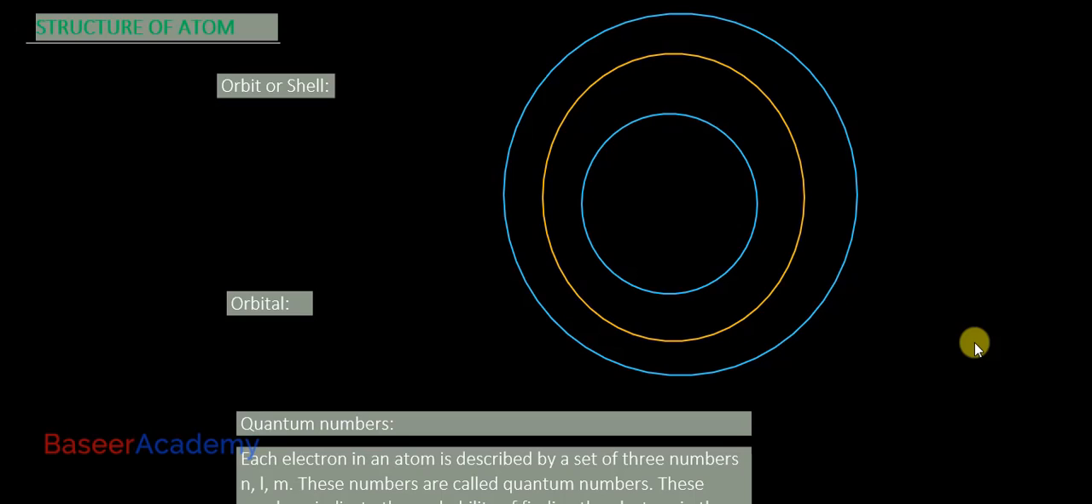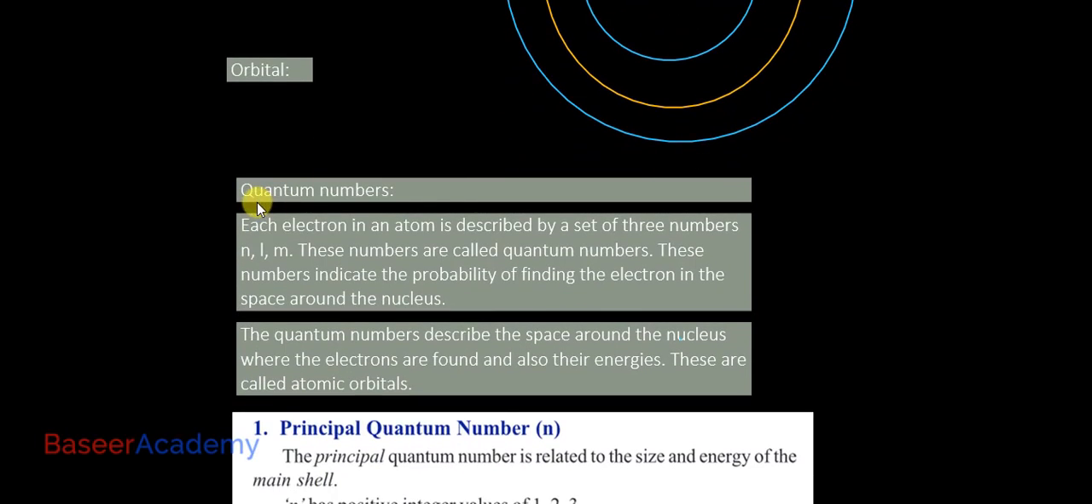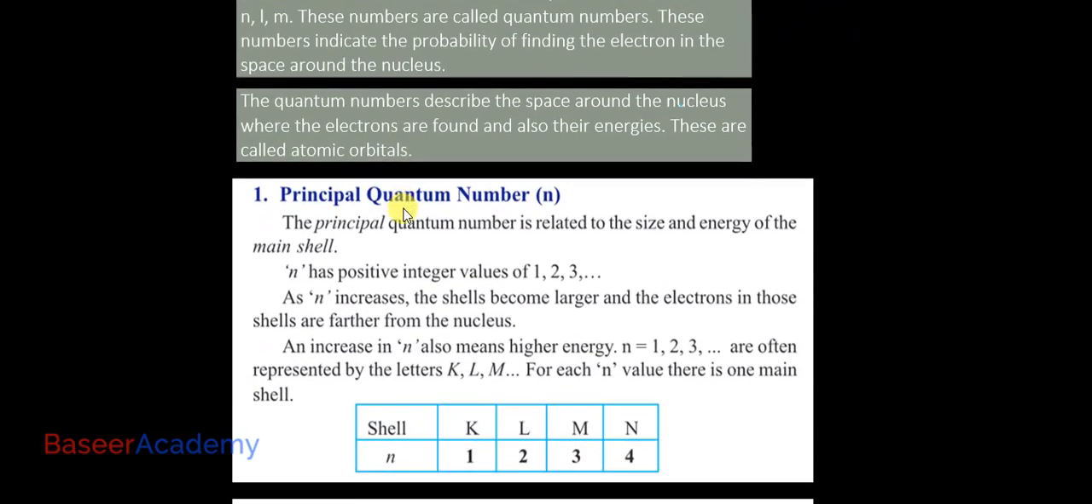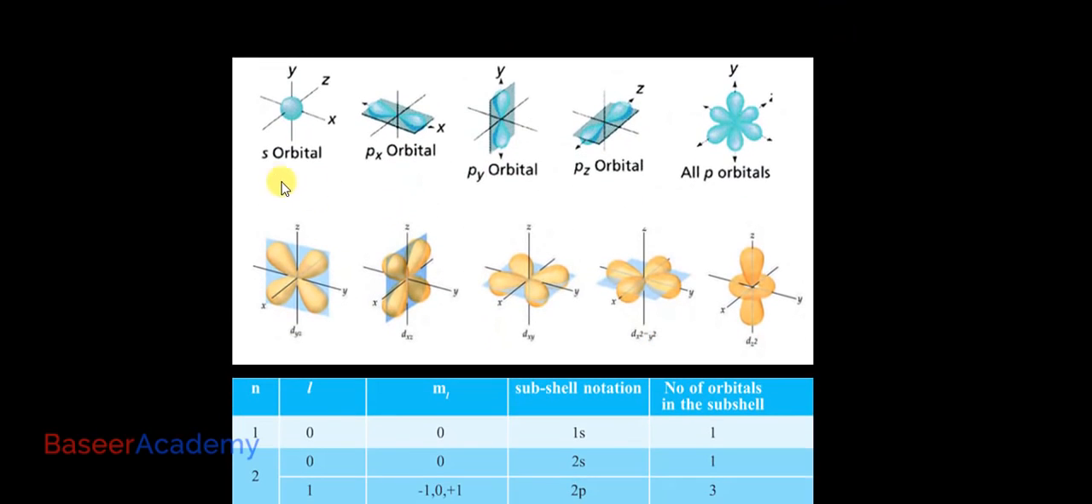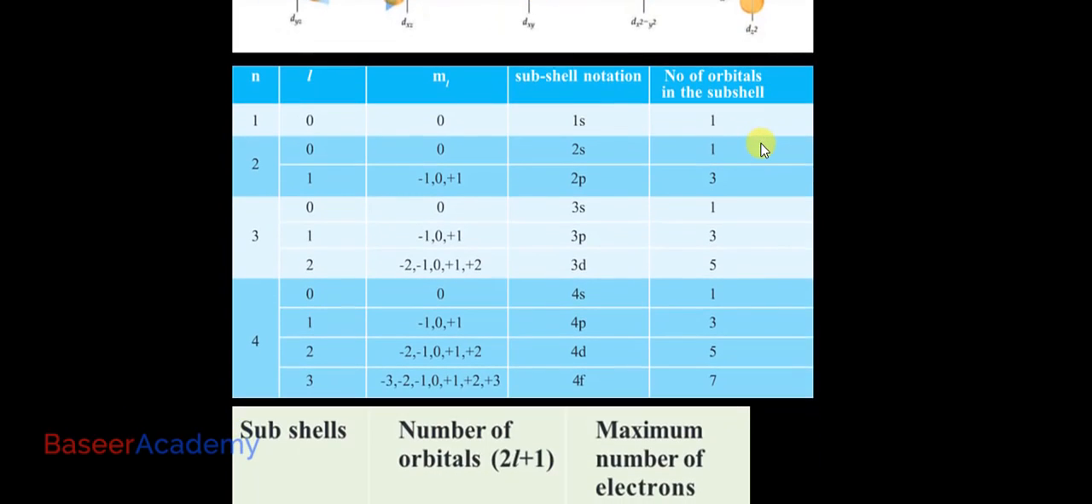In this video, I'll teach you Chapter 8, Structure of Atom from Class 10, Andhra Pradesh and Telangana State Board syllabus. We'll first recall what we have learned in 9th standard and then we'll learn what are quantum numbers. We'll learn the shapes of orbitals.